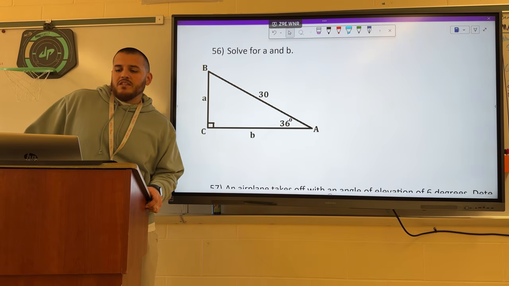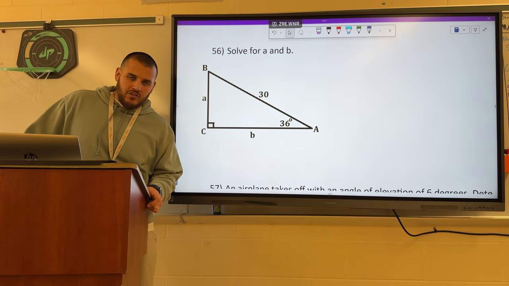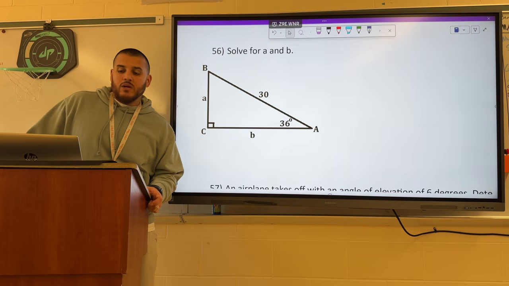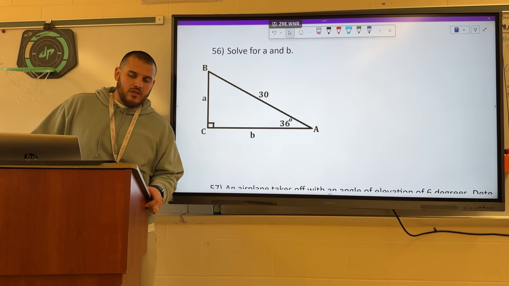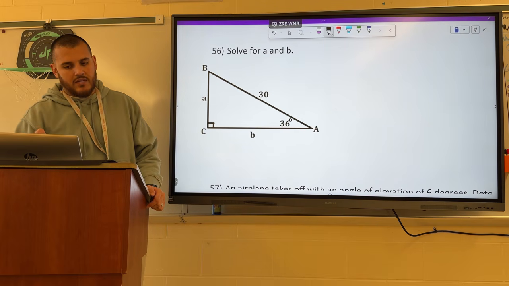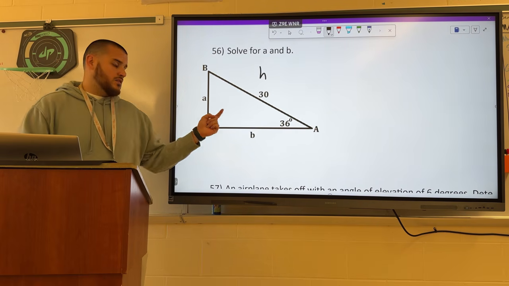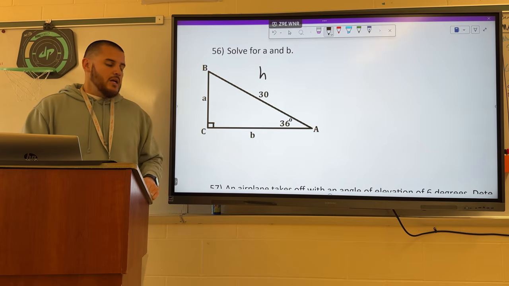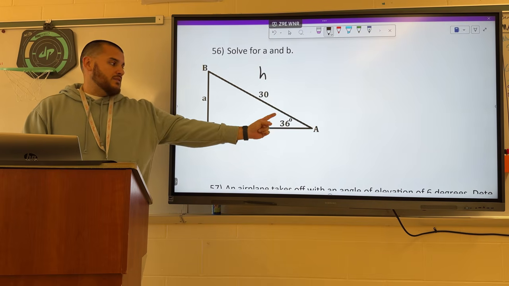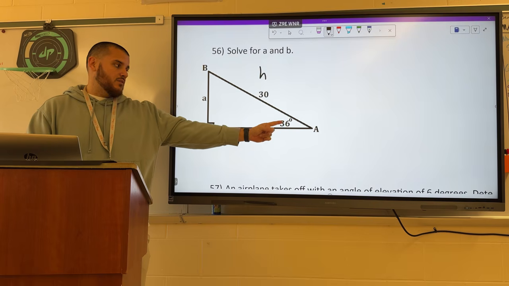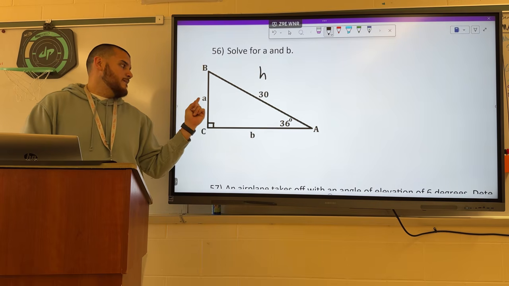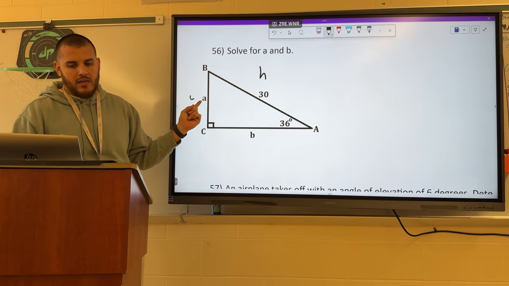In example 56, we have a trig problem. We have a right triangle with one side given, one angle given, and we have some other measures to solve for. We're going to do this with trigonometry, right? So we start by labeling our sides. 30 would be my hypotenuse, it's across from my right angle. My opposite side is opposite of the acute angle given to us. So we have 36 degrees in this corner, so the opposite side would be this A over here.